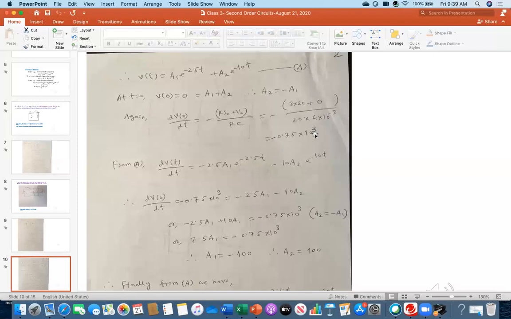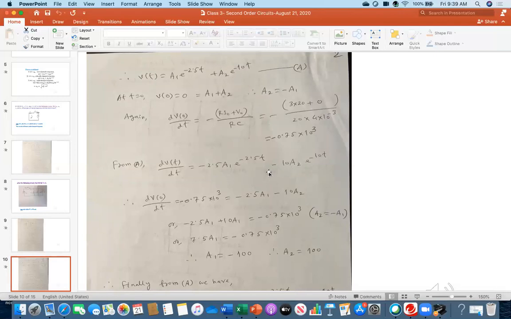Now, again from equation A, take its time derivative, dv by dt. So see this one, a1, and then for this one, minus 2.5, e to the power minus 2.5 t. And then this minus 10 is coming from here, so minus 10 a2, e to the power minus 10 t. Just the first time derivative.